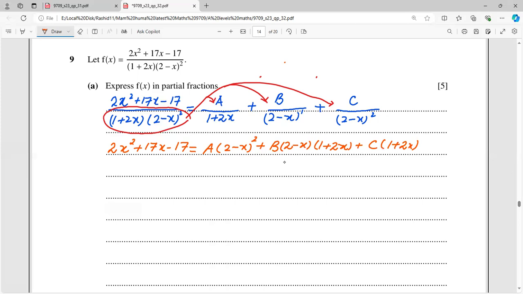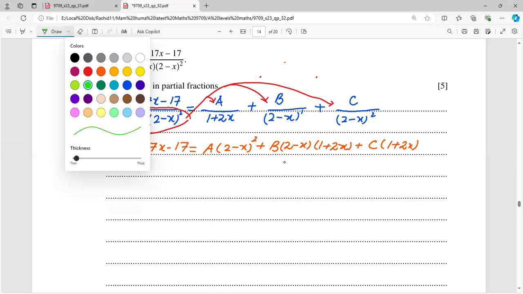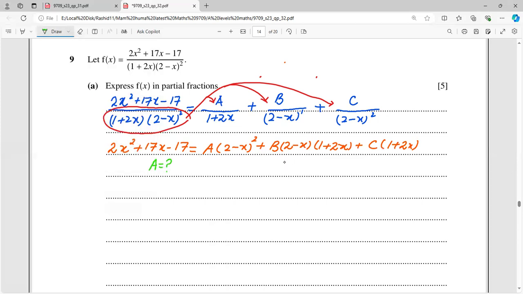That red color equation is very important. That will be used to find the values of the A, B, and C. Now, first I will find the value of A. So if I want to find the value of A, I have to put its denominator equal to 0. 1 plus 2x equal to 0 becomes the value of x is equal to minus 1 by 2. So 2 times minus 1 by 2 whole square plus 17 times minus 1 by 2 and minus 17.